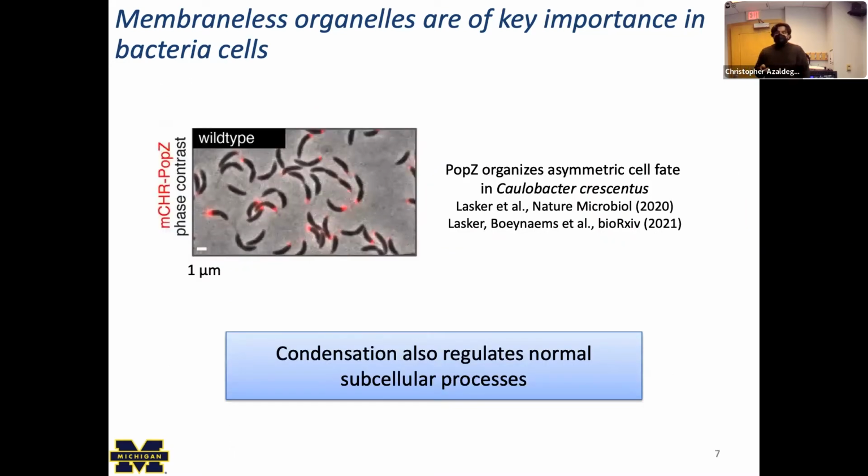So stress is one way that can lead to phase transitions happening in bacteria, but these phase transitions also appear to be quite prevalent in normal subcellular processes in bacteria. For example, we have this PopZ protein, which stands for polar organizing protein Z. Given its name, it's found at the poles of Caulobacter crescentus cells, which are a model system for asymmetric cell division in bacteria. This PopZ organelle located at the poles actually regulates a lot of the phosphosignaling pathways that end up deciding the fate of the cells after asymmetric cell division.